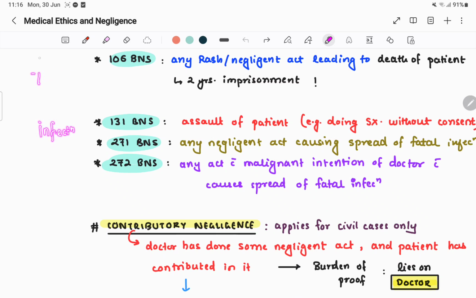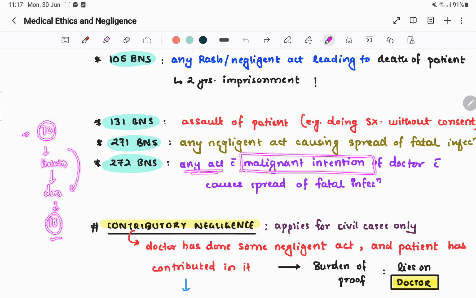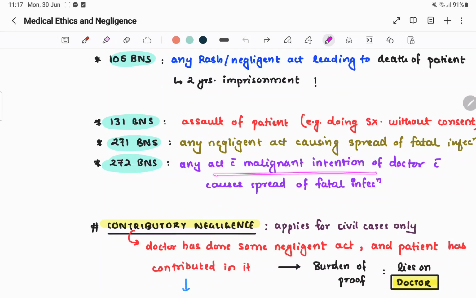Let's say you admitted a TB patient in the normal ward, and now patients in the normal ward are suffering from TB who were previously non-TB. So any negligent act causing fatal infection, 271 BNS. Let's say the doctor knows that there is a TB patient, he isolates the TB bacilli, and does something so that TB is spread to other patients. So any act with malignant intention, the doctor is having malignant intention here, which causes the spread of infection is under 272 BNS.